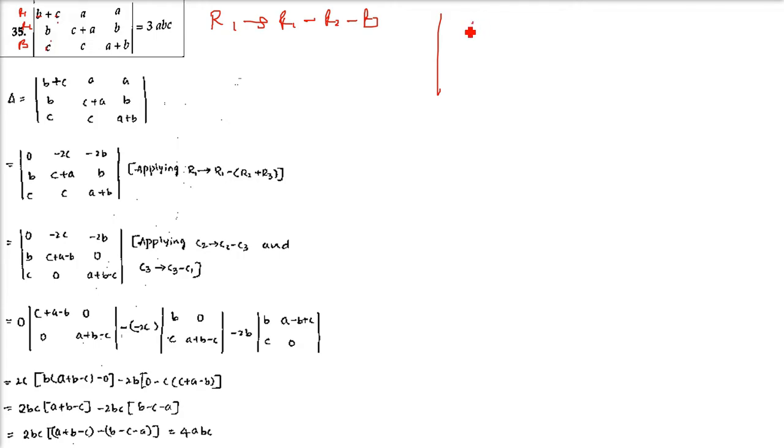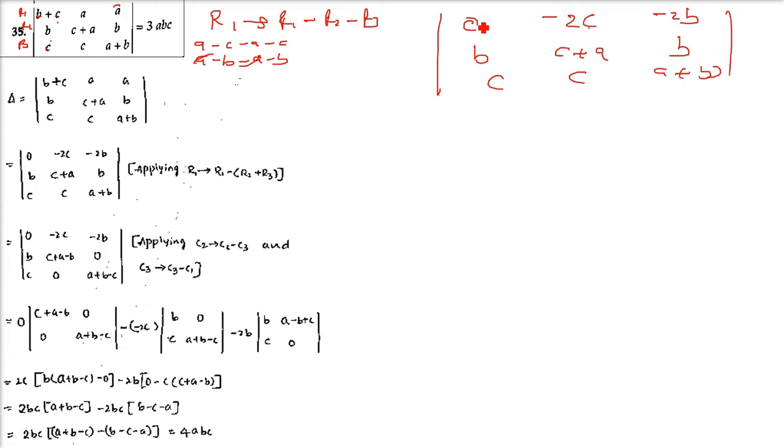So B plus C minus BC is 0. A minus C minus A minus C, so this is minus 2C. Then A minus B minus A minus B. So A gets cancelled, you get minus 2B here. So previously it was minus 2C, this is minus 2B. So what is remaining? B, C plus A, B, C, C, A plus B. Right.